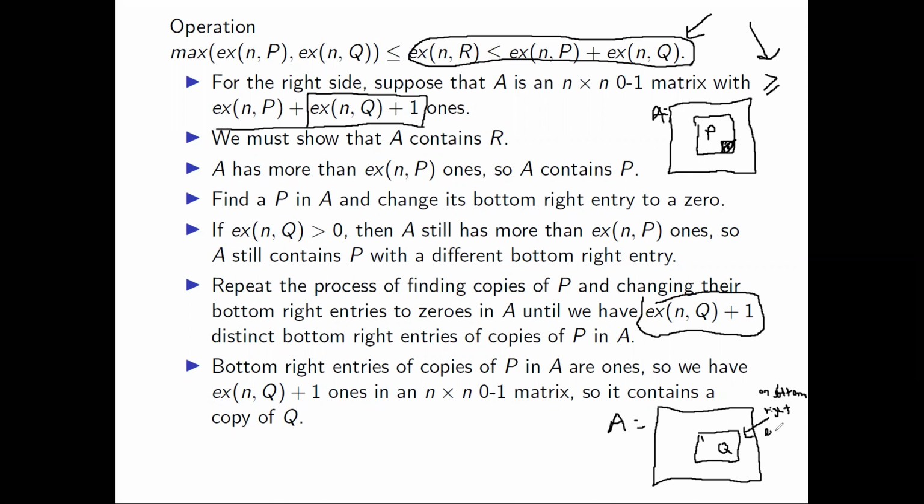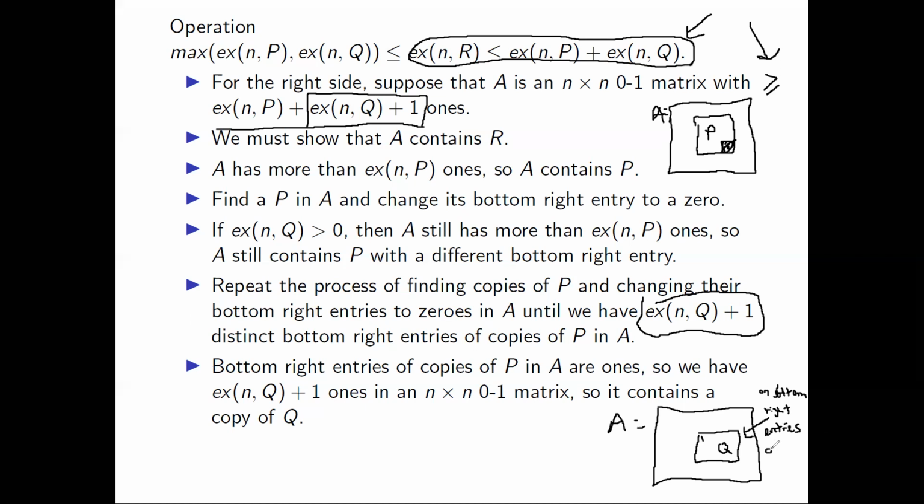Because the total number of those bottom right entries was ex(n, Q) plus 1. And we're guaranteed to have a copy of Q if we have at least ex(n, Q) plus 1 ones, because ex(n, Q) is the most number of ones we can have in an n by n matrix that avoids Q. So since we have more ones than that, we have to contain Q.